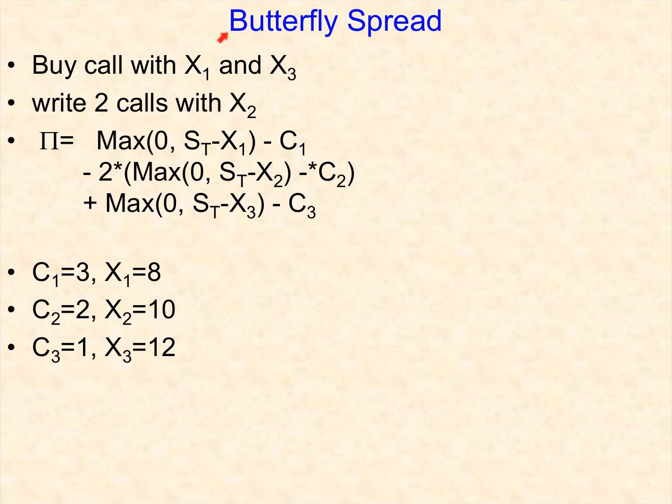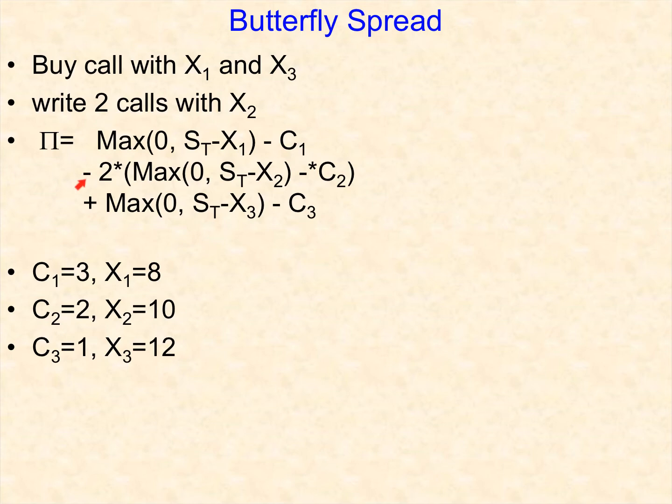The butterfly spread is a more complex strategy. Here we're going to buy two calls, one with a low exercise price and one with a high exercise price. We're also going to write two calls with a middle exercise price. We'll call that one X2. So here's our profit from the first call, the one with the exercise price of X1. It's the maximum of 0 or S_T minus X1, its intrinsic value at expiration, minus the premium we paid to buy option number 1.